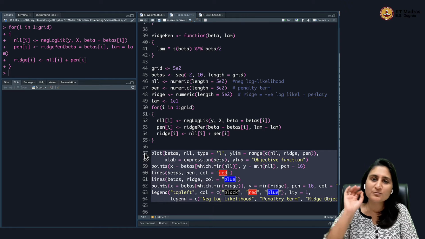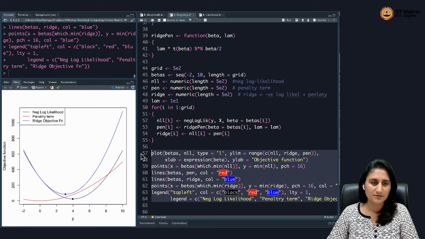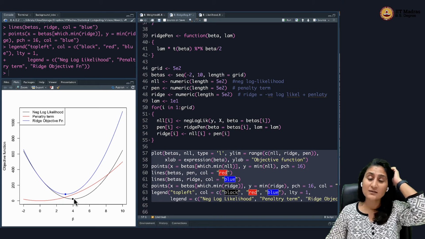And this is only the objective functions that I'm plotting. It'll take a second. There we go. Okay, so in black, we have the actual negative log likelihood term. So the minimizer over here, the place where this is minimized, is actually nothing but the maximum likelihood estimator of beta.